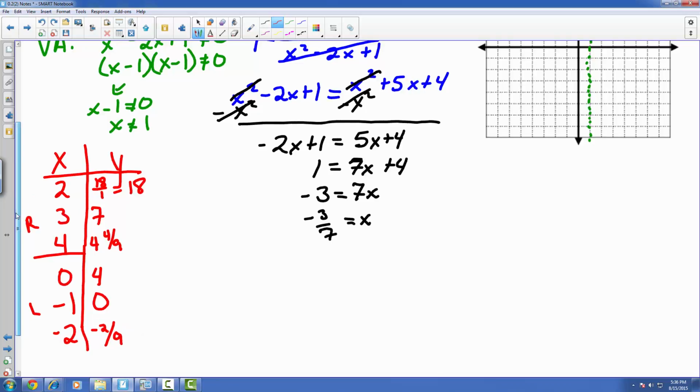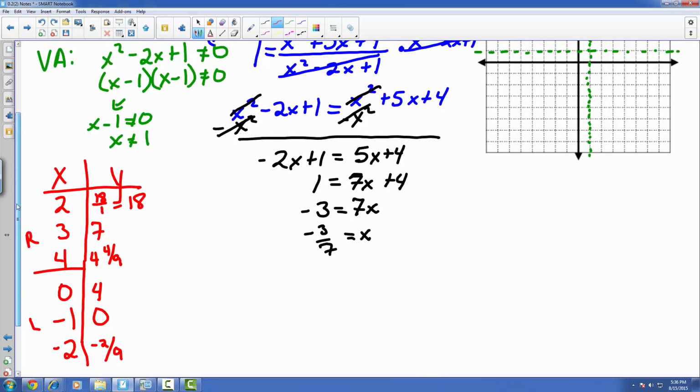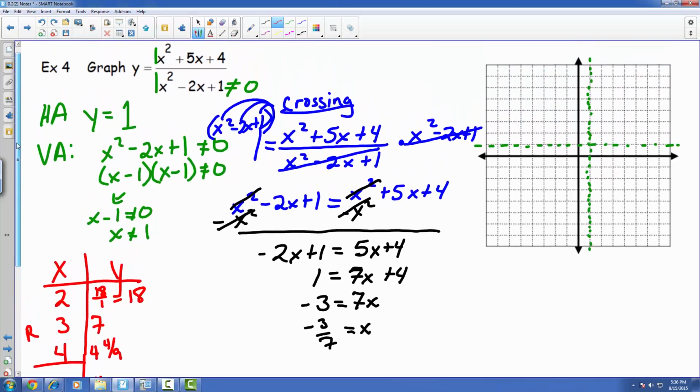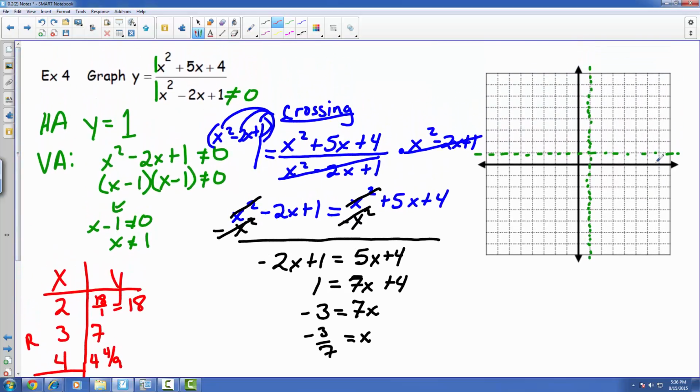And we can go ahead and graph that now. For 2, we're not going to graph 18. That's just a little too high. But we can do 3 and 4. So at 3, we had 7, which is right here. At 4, we had pretty much 4.5, which is right around here.